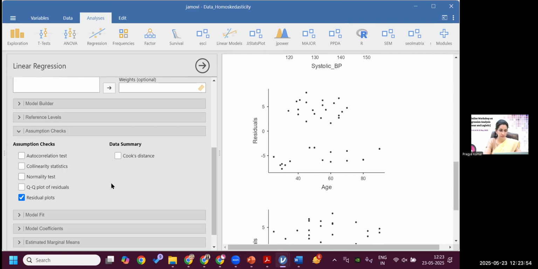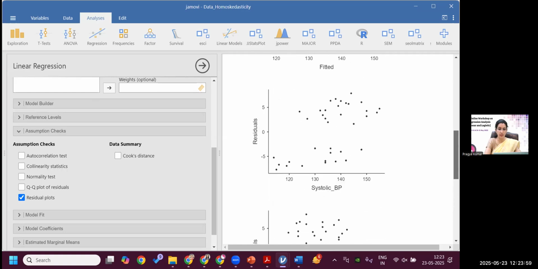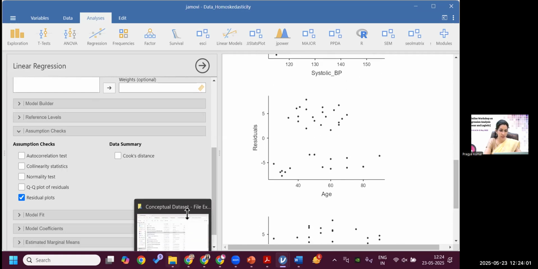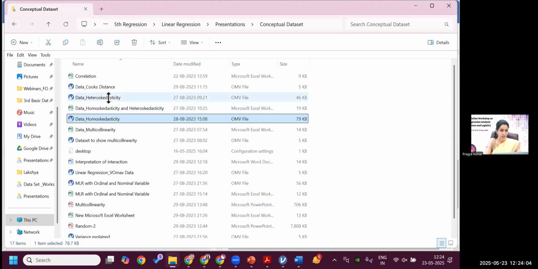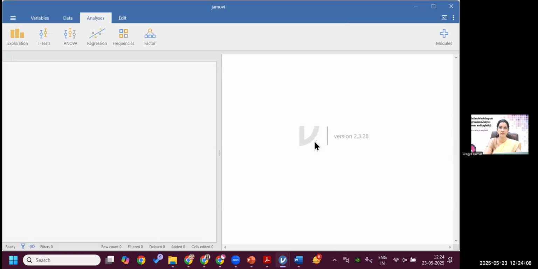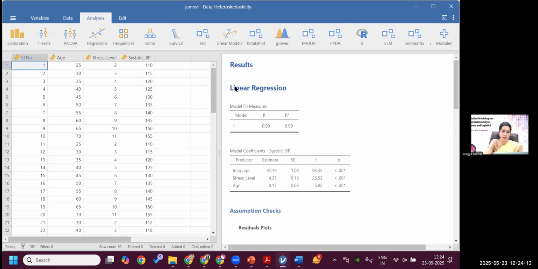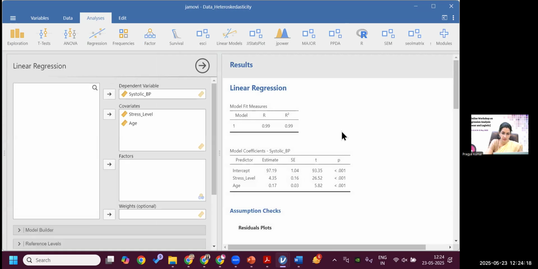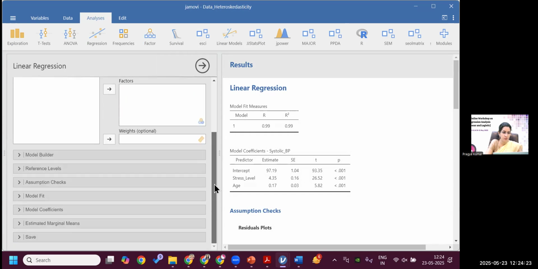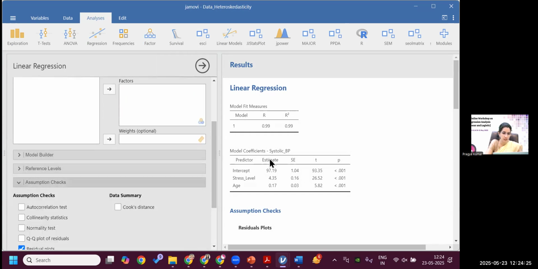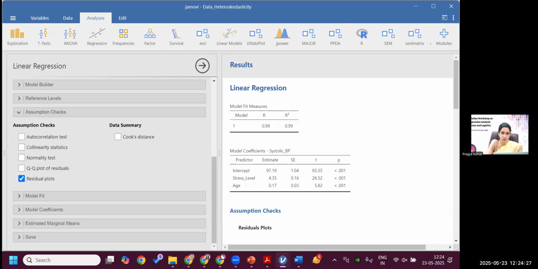Now, I'm not showing the other thing. I'm only showing you the residual plot. Now, if I open another data set, heteroscedasticity. So again, how will I do it? This is the same systolic. I have to predict the systolic blood pressure. So I will remove this analysis. Again, the same systolic BP and stress level. And if you go down and click on assumption check and click on this residual plot.